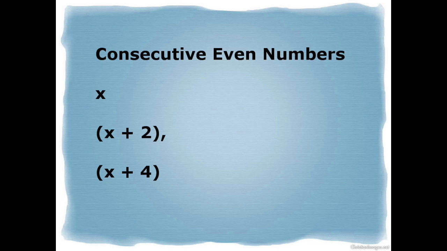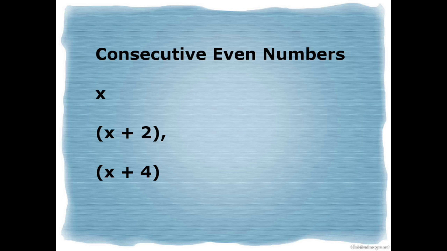Well, that makes sense if we're talking about, let's say, 4, 6, and 8. The first one would be 4. The next one would be 4 plus 2, which is 6. And the third one would be 4 plus 4, which is 8.